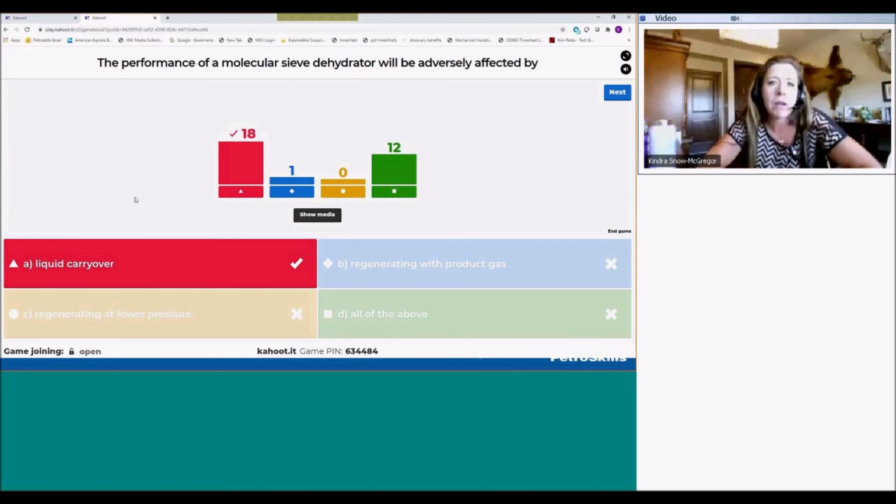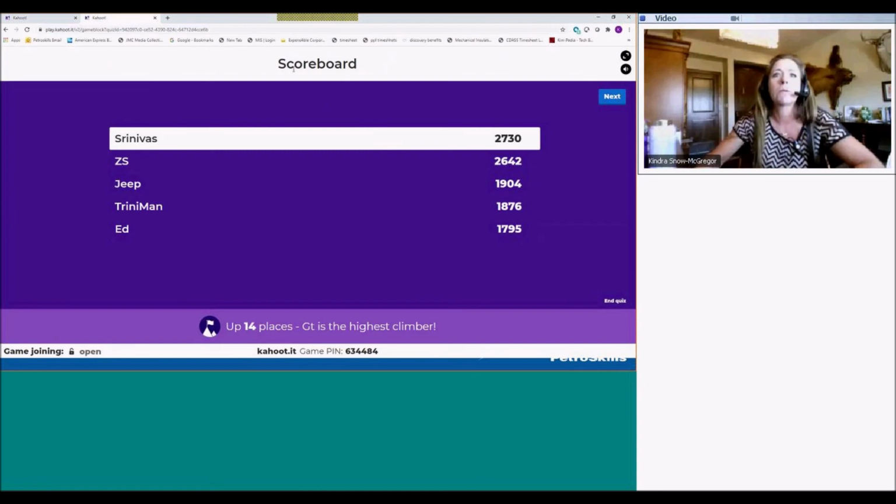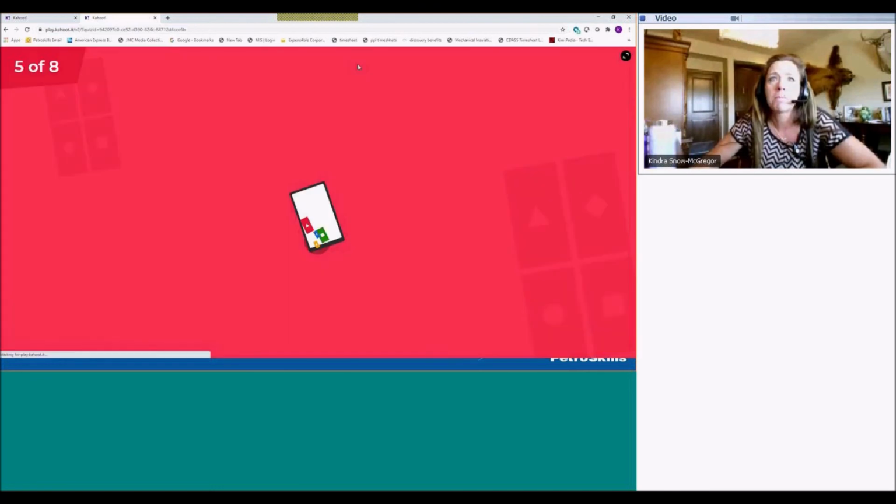If we're regenerating at lower pressure, just remember you have to be really careful when you pressure up the bed and depressure the bed that you don't do it too quickly, to cause a bed bump, so you don't have any mechanical issues with it. So as far as this quiz question, it was liquid carryover. And ZS is now in the lead, followed by Jeep.